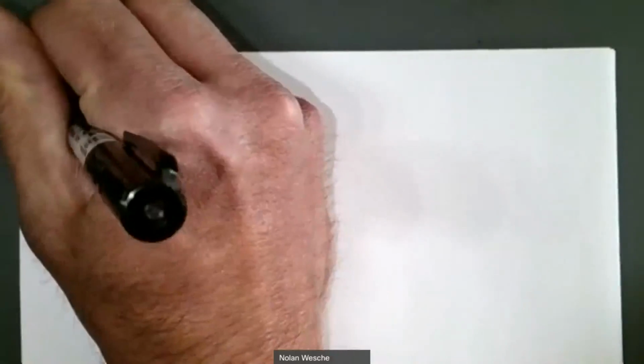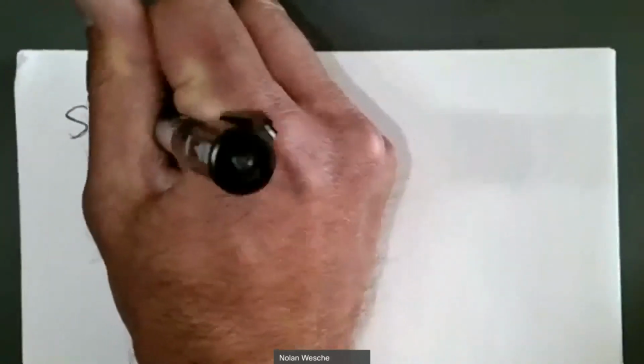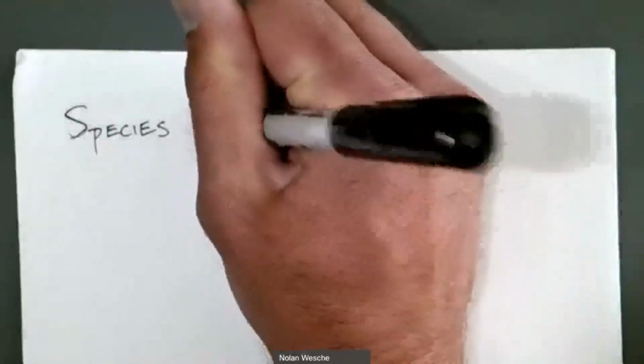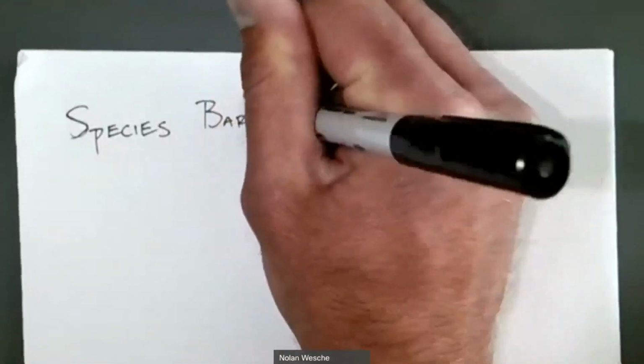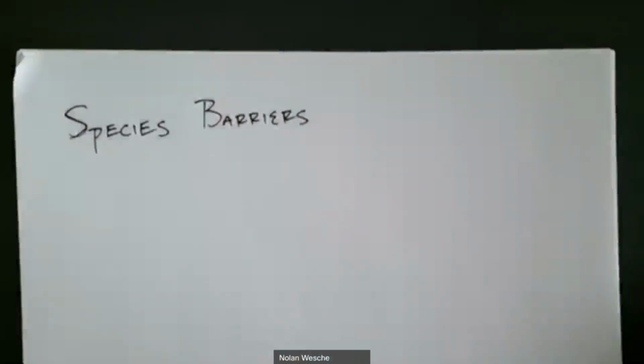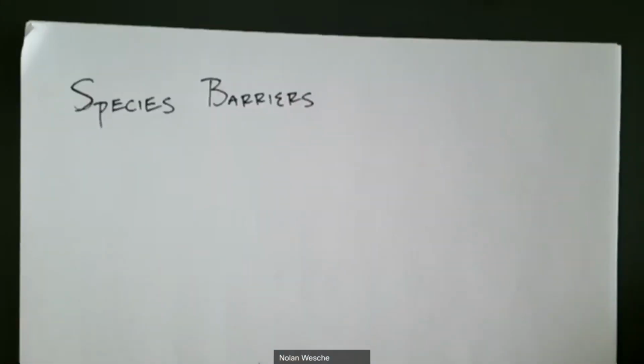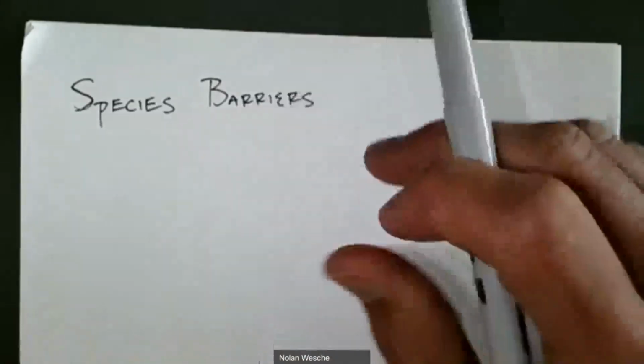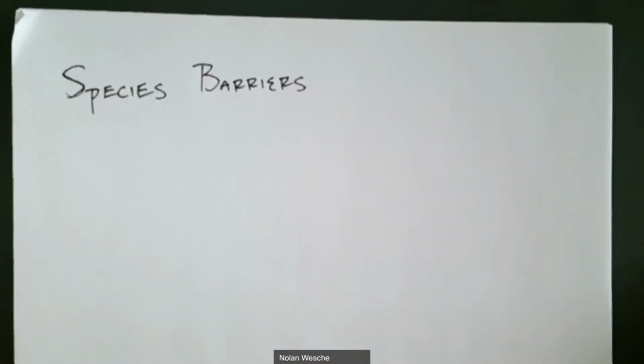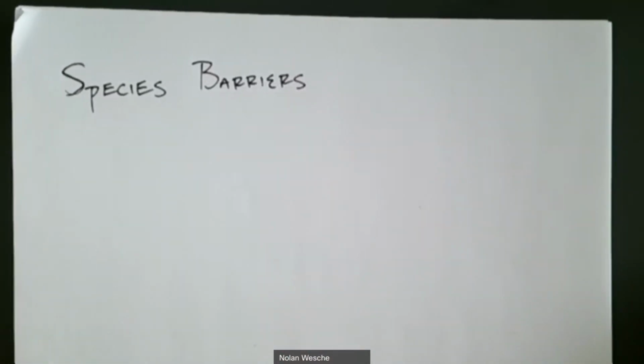Now, last time we met, we looked at something called speciation. That was how species evolved into two different species over time. So today we are going to look at what we call species barriers, or barriers to this speciation process. So in these examples, we're going to be looking at items that are in place that prevent convergent evolution.